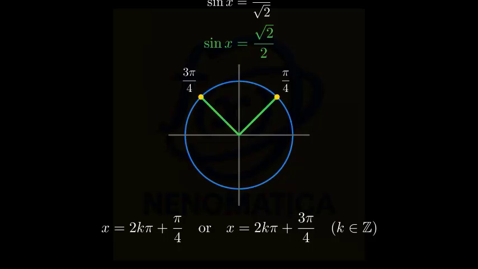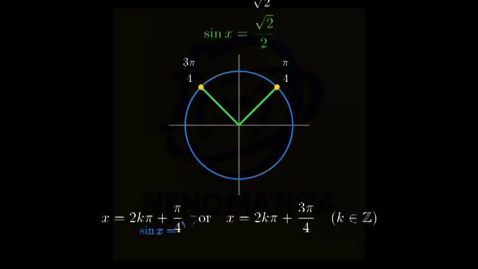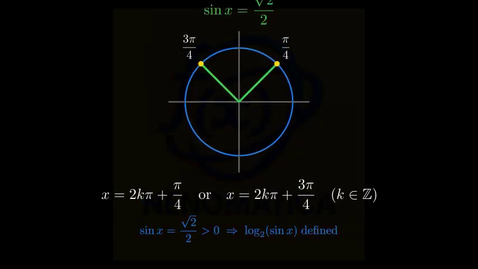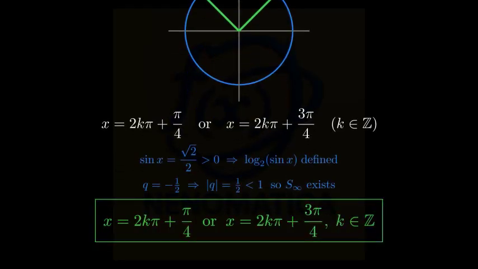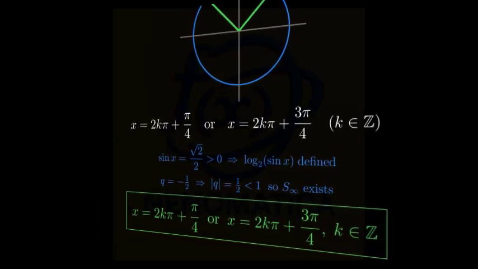Finally, check the conditions we stated earlier. Sine x equals square root of 2 over 2 is positive, so the logarithm input is valid. And the ratio equals -1/2, whose absolute value is less than 1, so the infinite sum is valid. Therefore, the complete solution set is all angles of the form 2k pi plus pi over 4 and 2k pi plus 3 pi over 4.